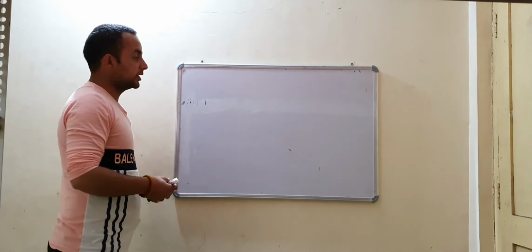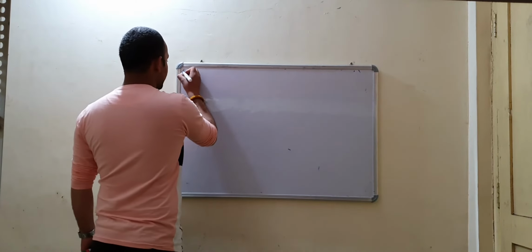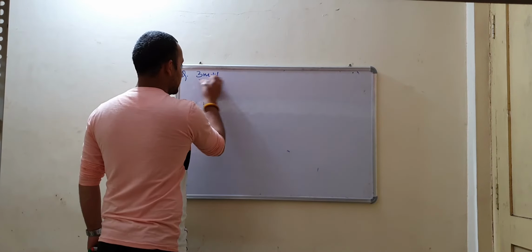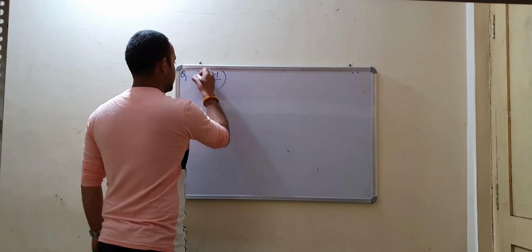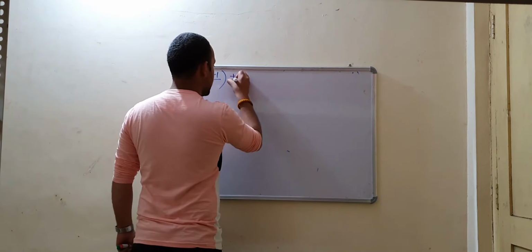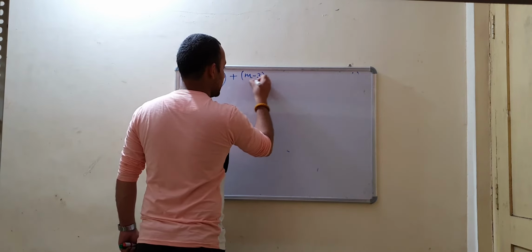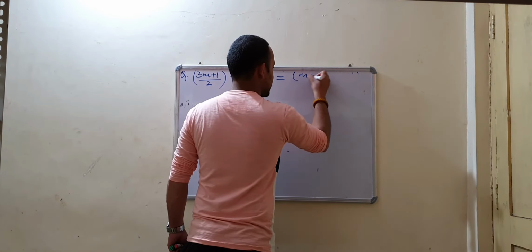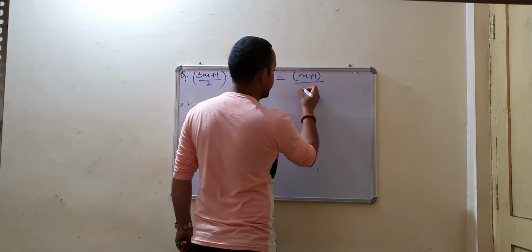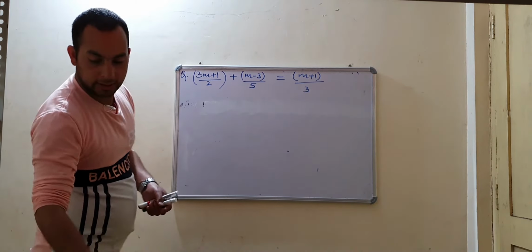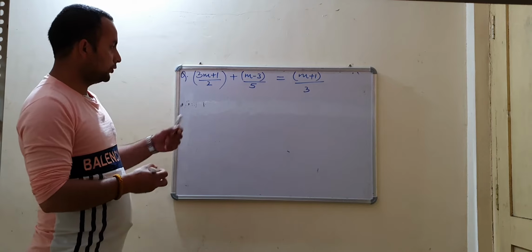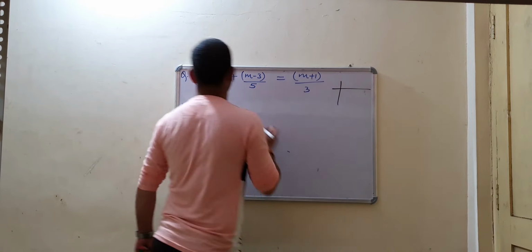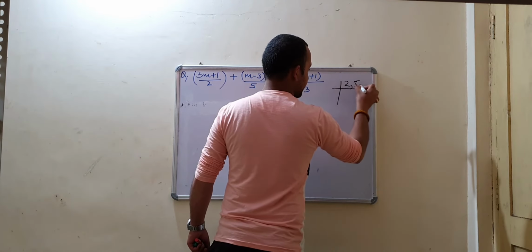Okay, the last question changed. Now we are going to solve one more question: 3m plus 1 divided by 2 plus m minus 3 upon 5 equals m plus 1 upon 3. Again, we are going to solve this question with the second method. First of all, we are going to find the LCM of 2, 5 and 3.